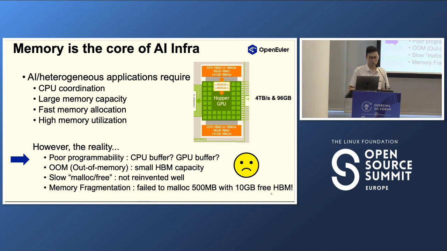At the same time, we have an out-of-memory problem because accelerators have small HBM capacity. Also, these AI frameworks develop their own malloc and free library, but this re-implementation does not really function well. We see a lot of memory fragmentation issues in these AI frameworks. For example, we see a failure of malloc-ing 500 megabytes of memory, given that the accelerator still has 10 gigabytes of free HBM.